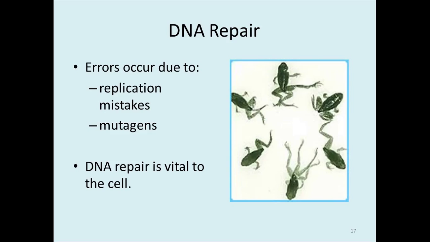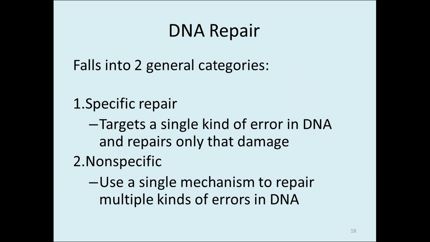DNA repair is vital to the cell, and that's why the cell will spend so much energy on different repair systems. There are two types of repair categories. First is specific repair. This targets a single kind of error in DNA and repairs only that type of damage. The second is non-specific, and this uses a single repair mechanism to fix multiple kinds of errors in DNA. And we will look at an example of each type of repair.